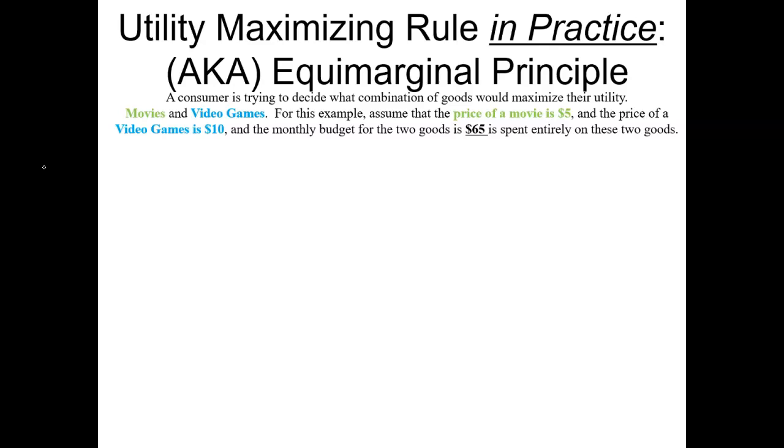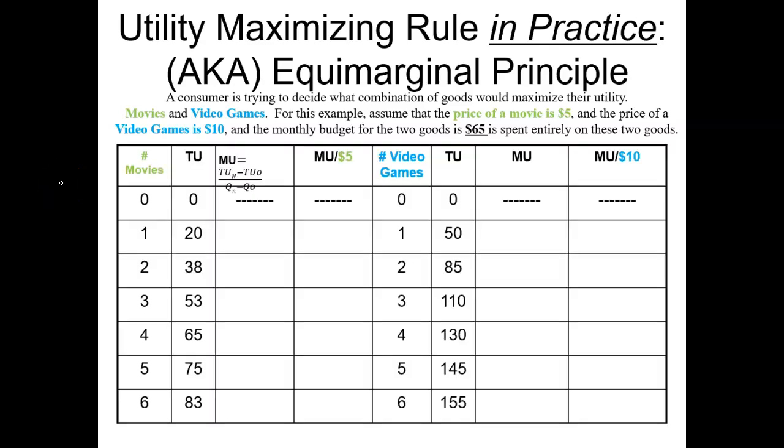For this example, we'll assume the price of a movie is $5 and the price of a video game is $10. Just nice, easy numbers. And the monthly budget for the two goods is $65, and that is entirely spent on these two goods. So here's a table. Sorry about the formatting. This is the equation for marginal utility: total utility new minus total utility old divided by quantity new minus quantity old. It just kind of got shifted around with the formatting.